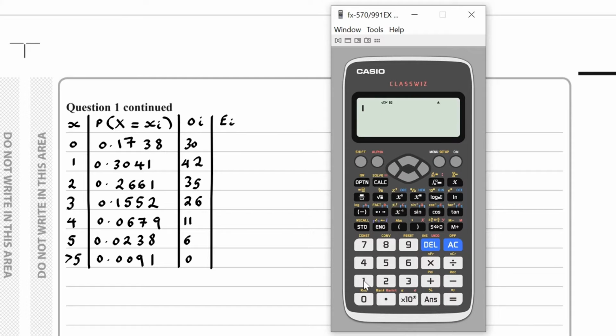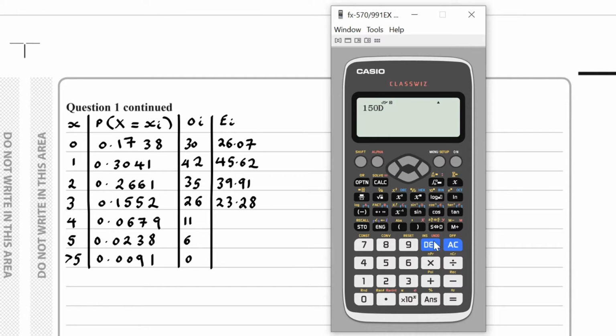So we can now find out the expected values. Over here we have 150 times A, which is 26.07. We'll give it to 2 decimal places. Then we have 150 times B, that's 45.62. And then we have 150 times C, that gives 39.91. And then 150 times D, that gives 23.28.